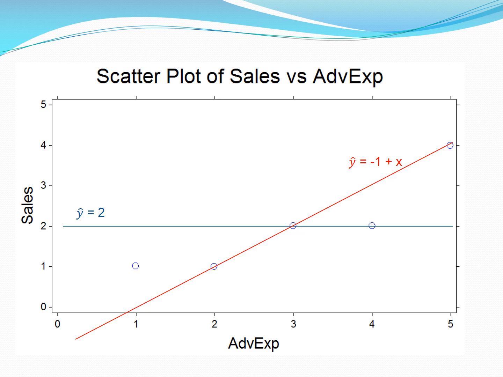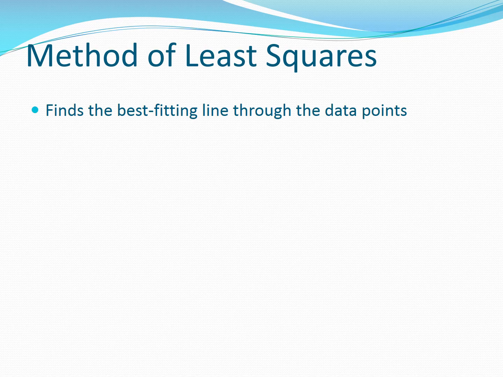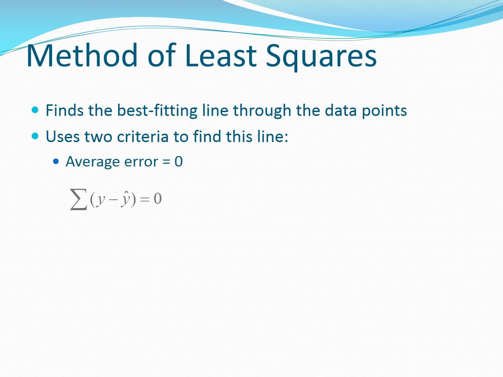In order to answer these questions, we need some kind of guidelines. How do we define what a good looking line is, what a good fitting line is? That's where I'm going to go to something called the method of least squares. We use it to find the best fitting line through the data points. There are 2 criteria that it considers.